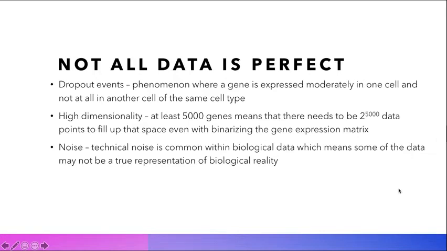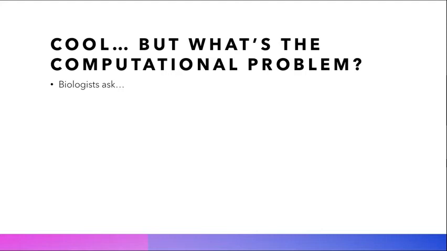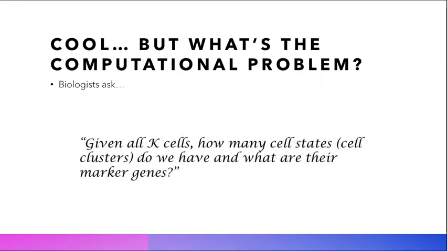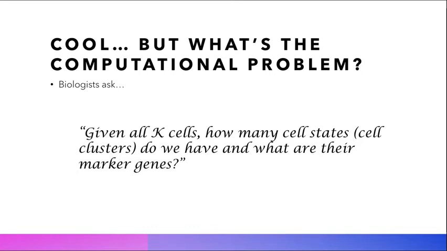But not all data is perfect. It may have dropout events, where genes are expressed in some cells but not in others of the same cell type, as well as noise and high dimensionality. Now, all of this is cool, but what's the actual computational problem? Well, biologists ask, given all K cells, how many cell states do we have and what are their marker genes?